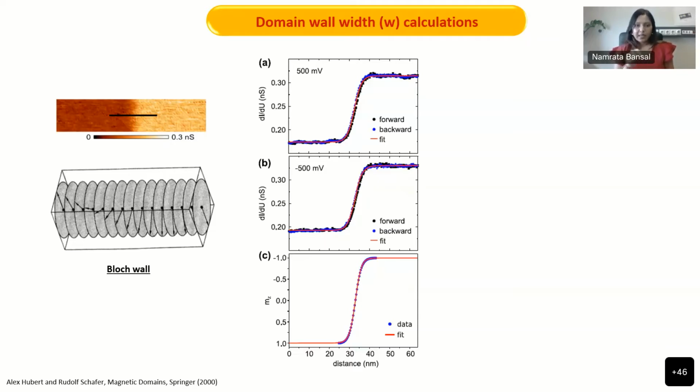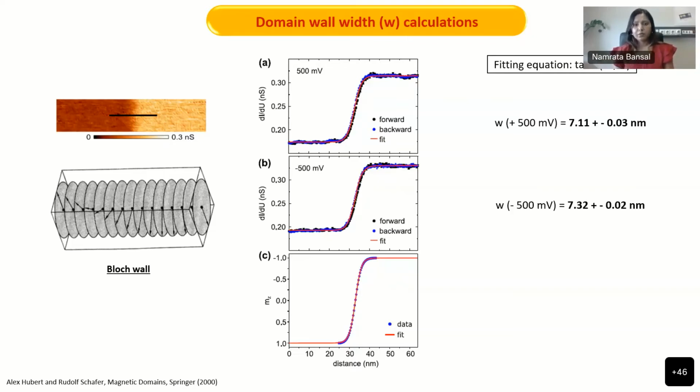Now the behavior of this domain wall is similar to a Bloch wall, as we can see that the fit nicely reproduces the shape of the domain wall. We have a relation which is proportional to the tanh. Using this equation, we can easily calculate the domain wall width, which is around 7.11 nanometer and 7.32 nanometer, almost the same at two different biases. So we can say that the domain wall width is not much dependent on the applied bias direction.